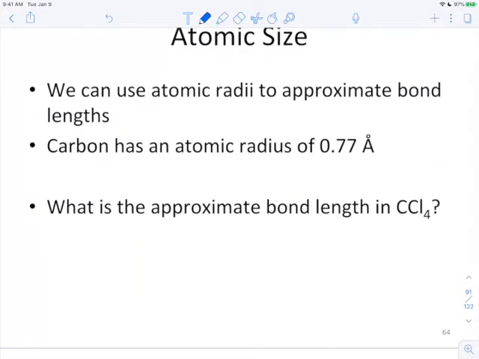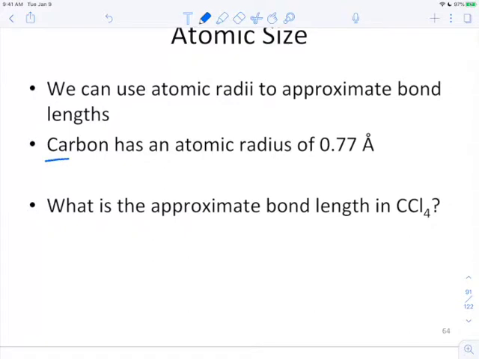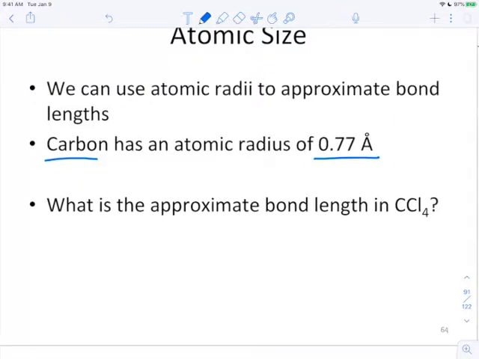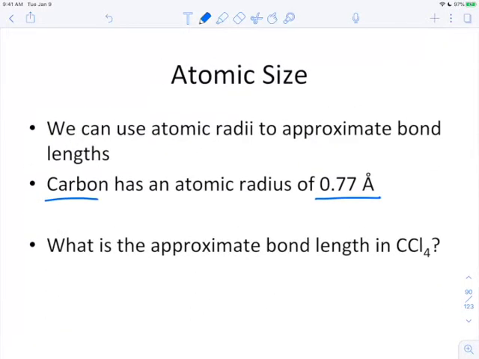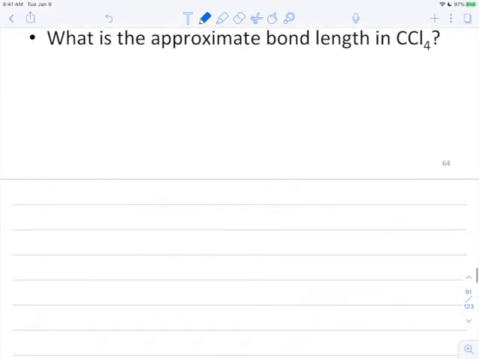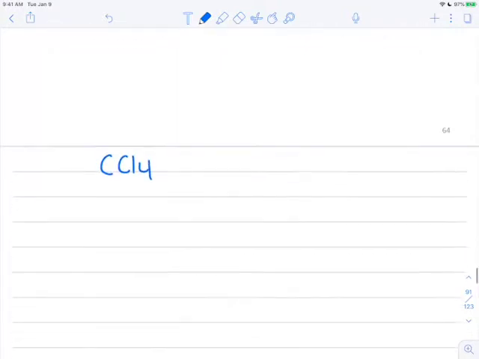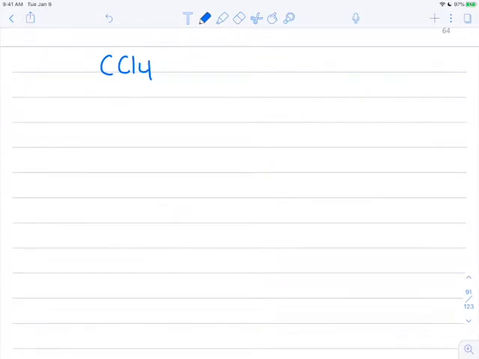All right, once we have those approximate radii, then we can construct what we think the bond length would be. So here we have carbon, and it has an atomic radius of 0.77 angstroms. So we want to know what the approximate bond length would be in carbon tetrachloride. Now I know most of you haven't had a chance to watch that Lewis structure video yet, so I'm going to go ahead and do our Lewis structure for us. So here we have carbon with 4 chlorines, and we would put the carbon in the middle and surround it by chlorines.